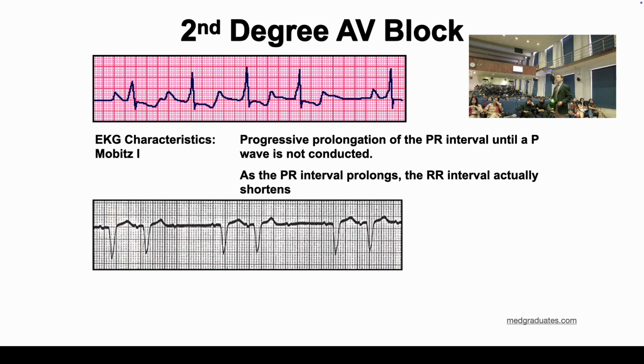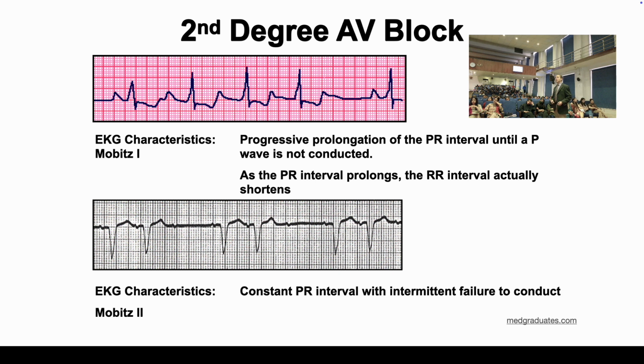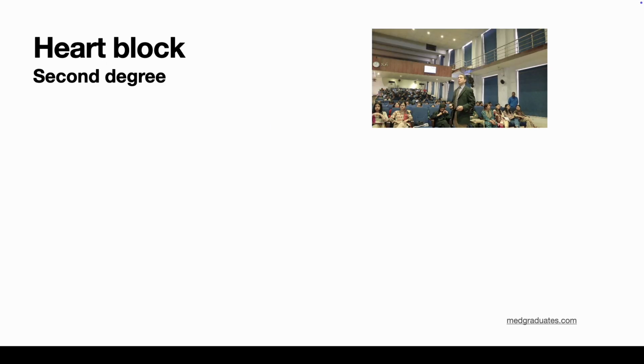And now you've got another ECG, you can see more P waves than QRS complexes. This is Mobitz type 2, constant PR interval with intermittent failure to conduct. It's a 2-1 or a 3-1 conduction defect. So this is Mobitz type 2, second degree heart block. So don't confuse, second degree heart block has two types, Mobitz 1 and Mobitz 2.